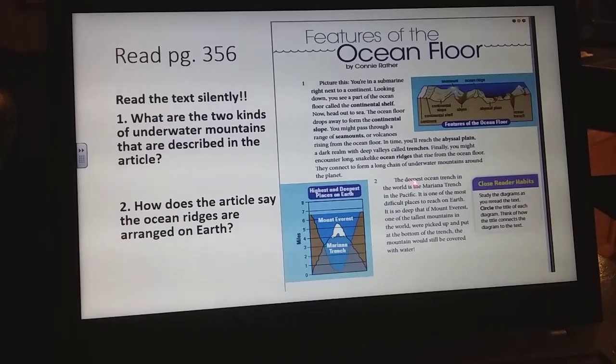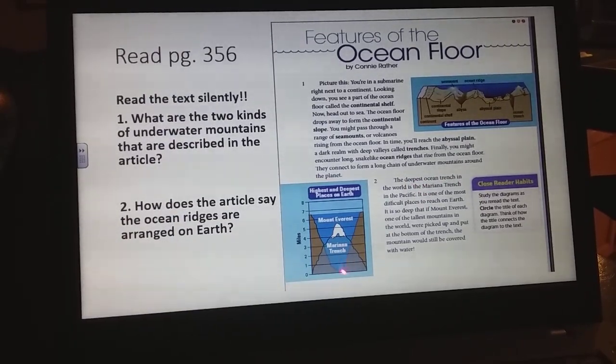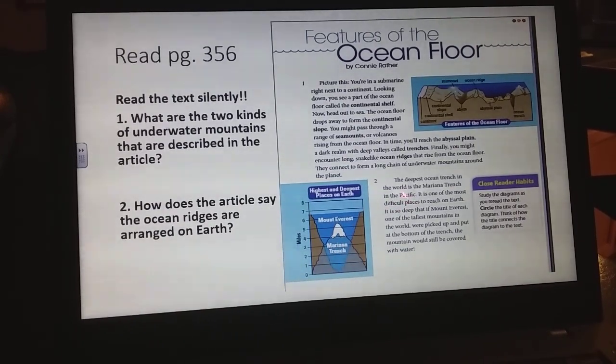So it says the deepest ocean trench in the world is the Mariana Trench. Here we have the Mariana Trench in the Pacific. It is one of the most difficult places to reach on Earth. It is so deep that if Mount Everest, one of the tallest mountains in the world, were picked up and put at the bottom of the trench, the mountain would still be covered with water.